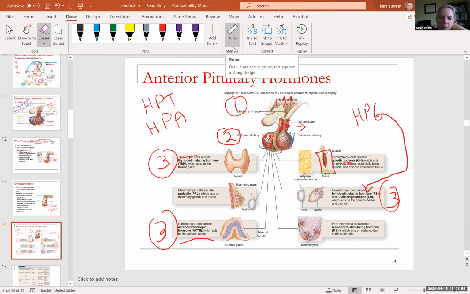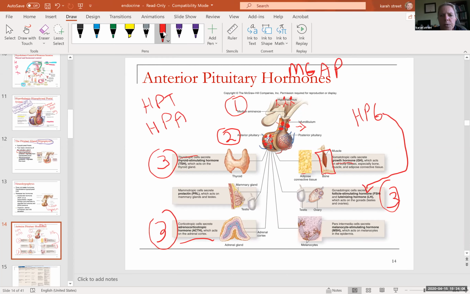Now, how can you remember these 7 anterior pituitary hormones? You can remember them with the acronym: melons grow and produce through late fall. Melons, the word melon stands for melanocyte stimulating hormone.